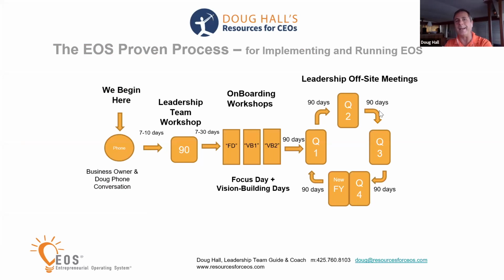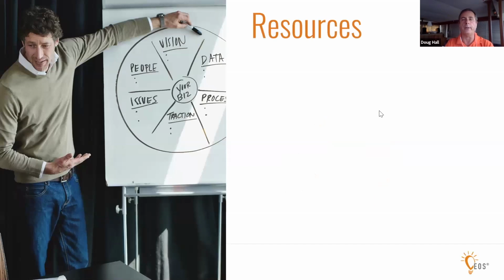Here's how we lay it out. You talk about it, the leadership team gets on board with it. There's 3 onboarding workshops, either you do them or I do them. Then you go through that quarterly loop with the annual offsite. And you just keep doing this forever and ever and ever. As Dave said, keep going through that growth curve that's up and to the right.